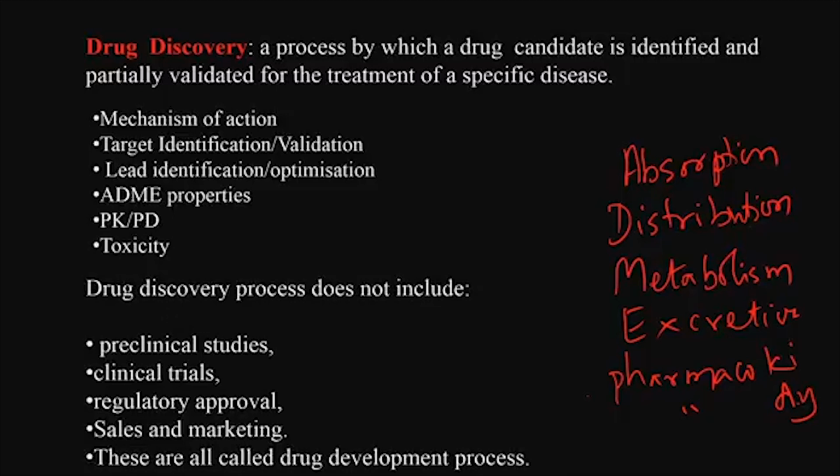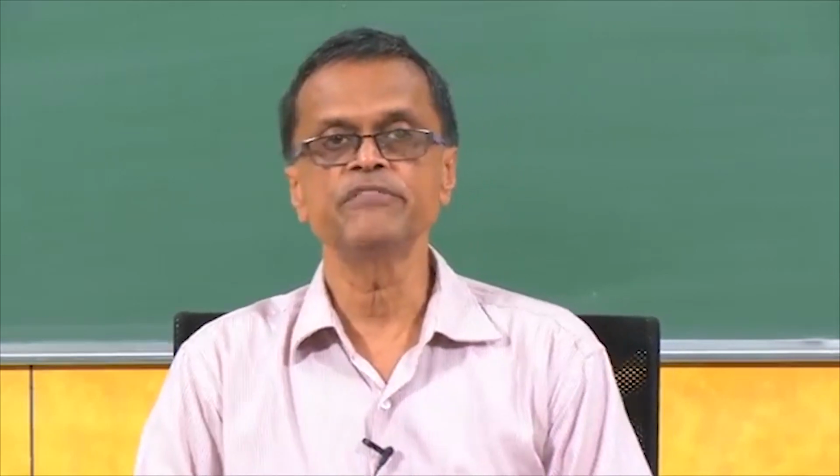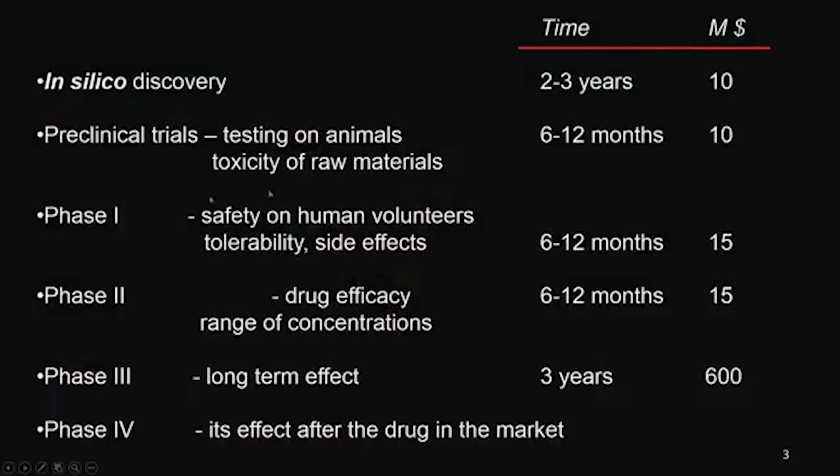In drug discovery, we are not going to talk about preclinical studies, clinical trials, regulatory approval, sales, marketing and so on. These are not part of the drug discovery process. It is a very long process, and it involves a lot of money. As you can see here, when we say in silico, we use computational tools. In vitro means we use laboratory biochemical assays, proteomic assays. When we say in vivo, it means using animals.